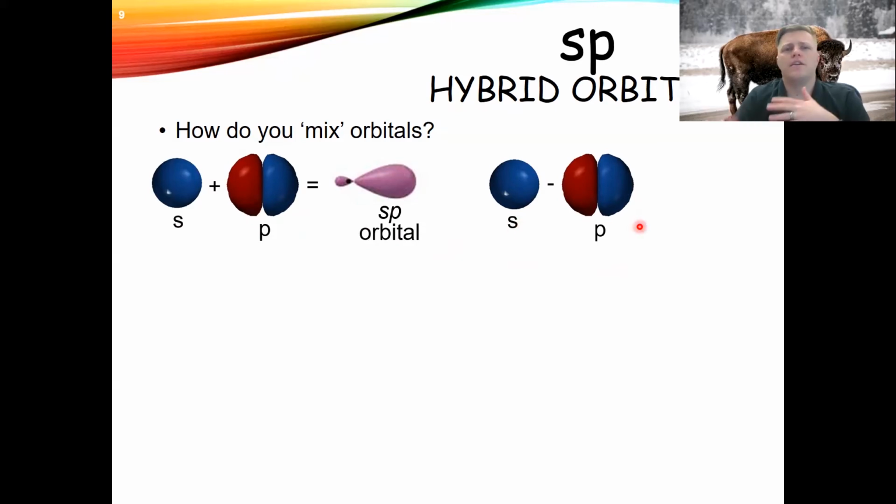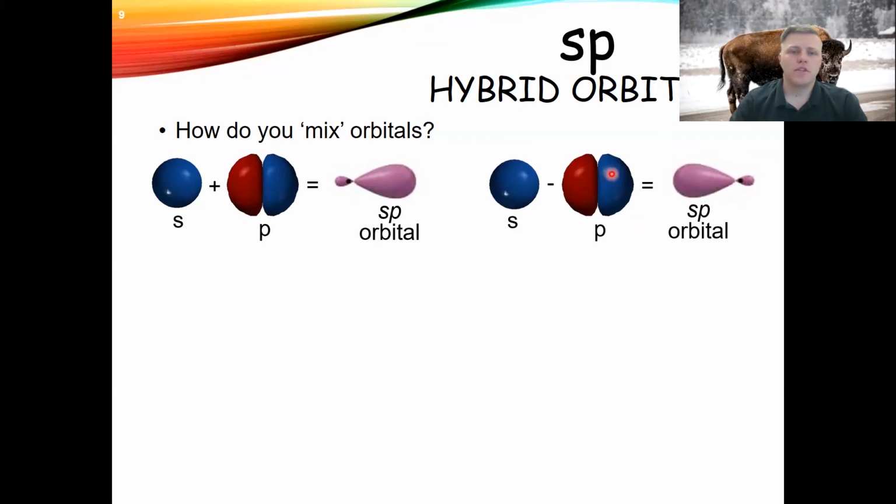And you might ask, well, why are you subtracting the p and not the s? The answer is it actually doesn't matter which one you do. If I did s plus p and p minus s, you'd end up with the same result. Because when we're subtracting this p, we're going to flip the signs on the two regions here. So you can think of this red lobe as now becoming blue, and the blue lobe becoming red because of that negative sign. So when we subtract here, we're going to get constructive and destructive interference in opposite regions, and it's going to look like this.